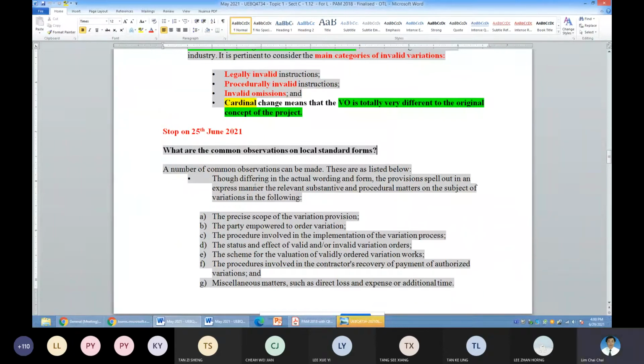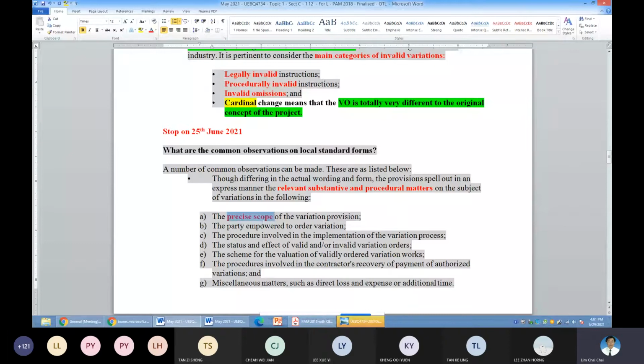So, number one, the substantive and procedural matters related to the subject on variation. So these are the important points that they found out. The precise scope, that means the wording must be very clear. That means the valid VO, what amounts to a valid VO.